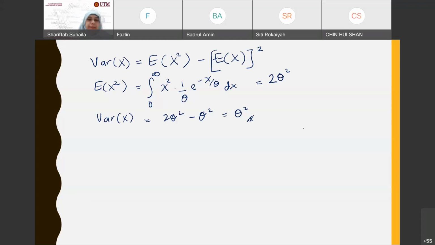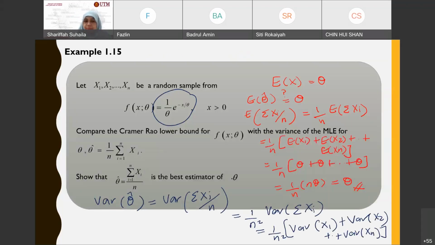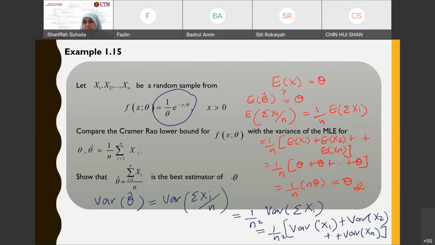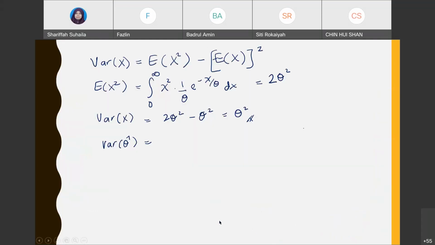Okay, now what you want to find is the variance for theta hat. We want to get the variance of theta hat. We have already expanded up to here. Variance of theta hat is variance x1 plus variance x2 plus variance xn. Variance x1 is theta square, variance x2 is also theta square, variance xn is also theta square. Okay, substitute back in the formula. So you will have here 1 over n square.